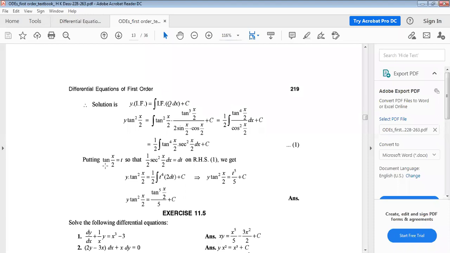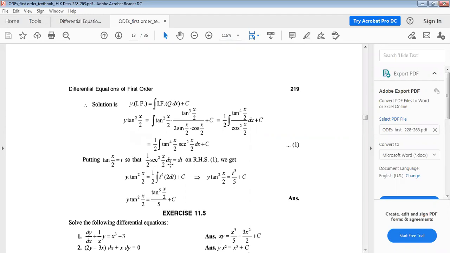So if we put 10x by 2 equals to t, this is the substitution process. On the right hand side, 10x by 2 equals to z or t, anyone you can introduce, so that half sec square is just differentiating on both sides, half sec square x divided by 2. In differentiation, you have to multiply with the coefficient of x. Remember it. So coefficient of x is half. This is the multiplication, half. So this is the dt.